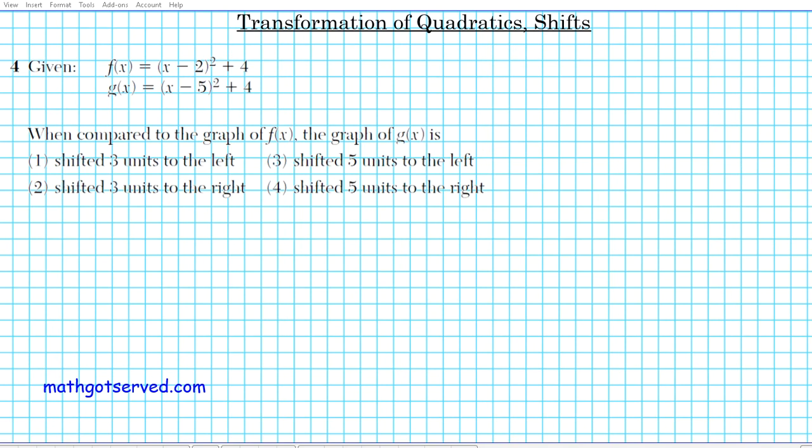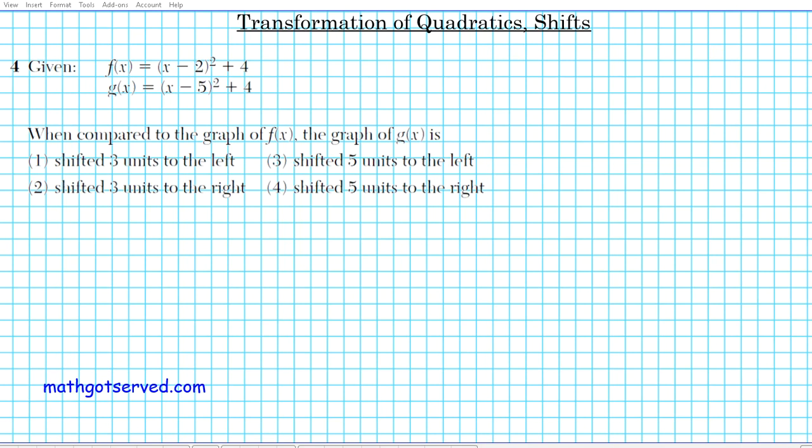Alrighty, let's take a look at question number 4. In question 4, we're being assessed on transformation of functions, quadratics to be specific in this particular case. The question reads, given f of x equals the quantity x minus 2 squared plus 4, g of x equals the quantity x minus 5 squared plus 4. Question. When compared to the graph of f of x, the graph of g of x is... So what kind of shifts? We see that all 4 options are talking about shifts. What kind of shift is going on here?